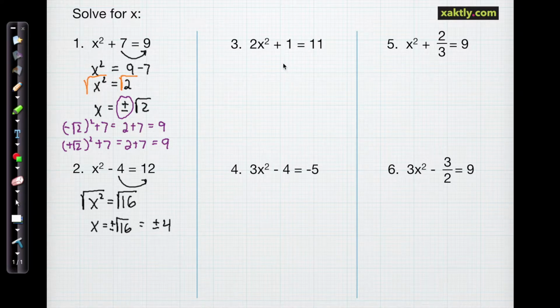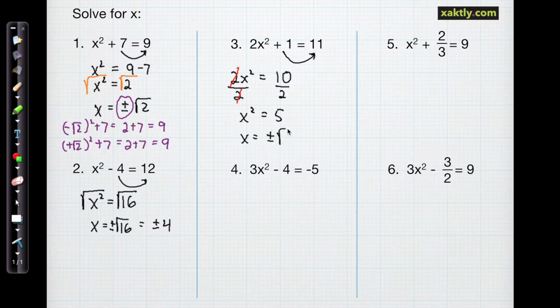Number 3 is just a little more complicated. We have a 2 multiplying the x squared, so this will be a 3-step problem. First, move the 1 to the right side by subtraction. 2x squared is equal to 10. Then peel away that 2 by division, so we have x squared is equal to 5. The 2's cancel on the left. And then take our square root, so we have x is equal to plus or minus square root of 5.